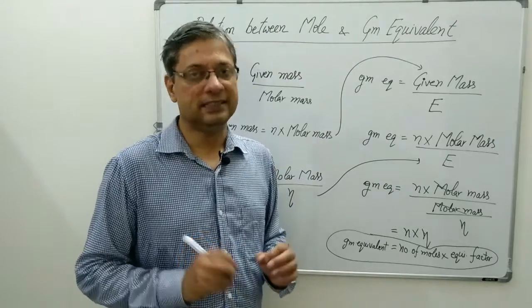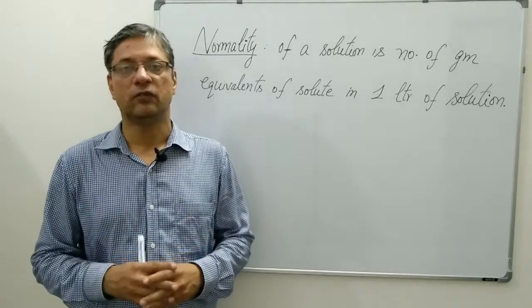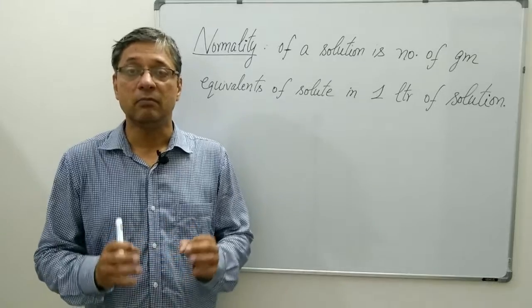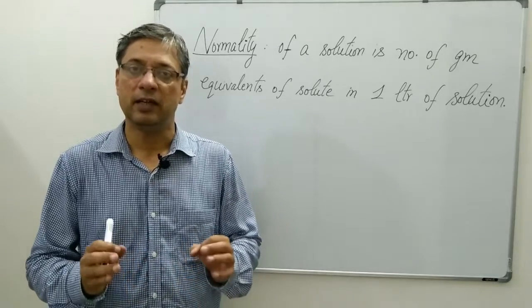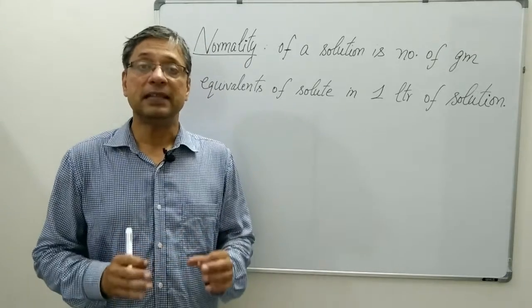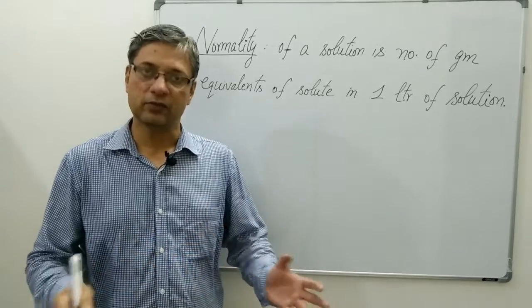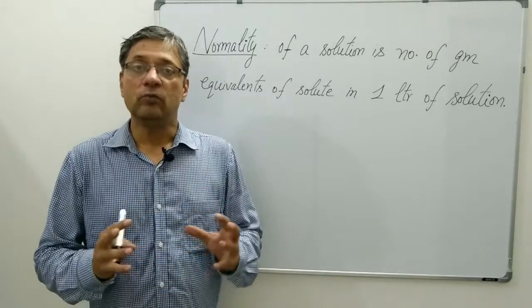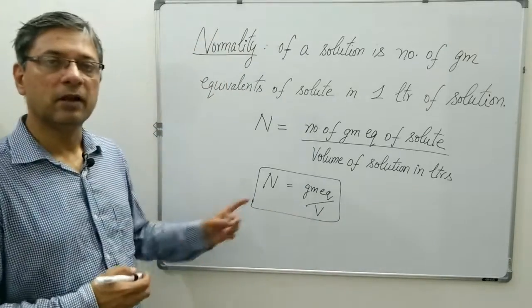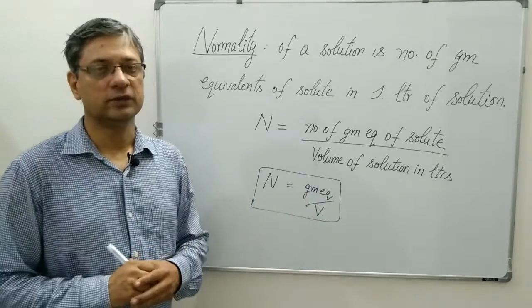Next is normality. Normality is a term used to define concentration of a solution. Normality of a solution is defined as the number of gram equivalents of a solute present in 1 liter of solution. Mathematically, normality is equal to gram equivalents of solute divided by volume of solution in liters. N is the symbol of normality and it will be equal to gram equivalent upon volume of solution in liters.